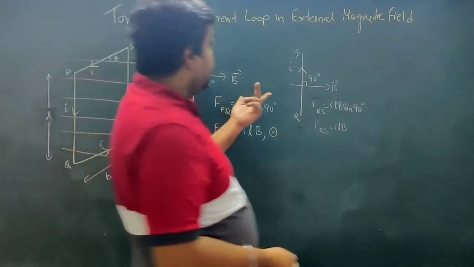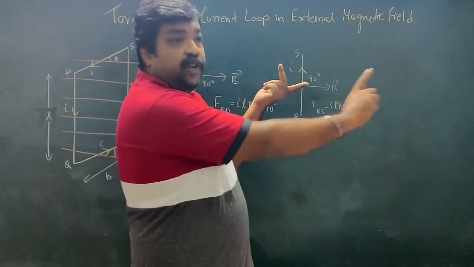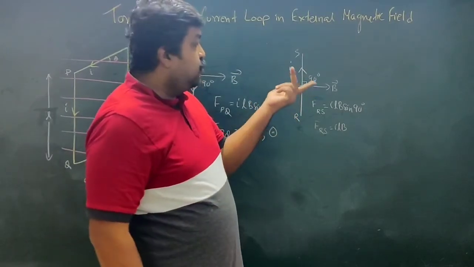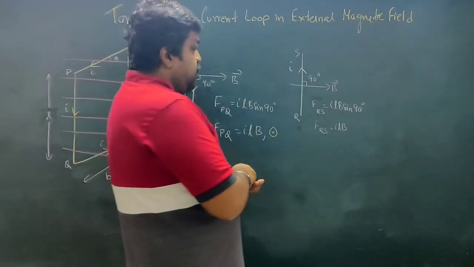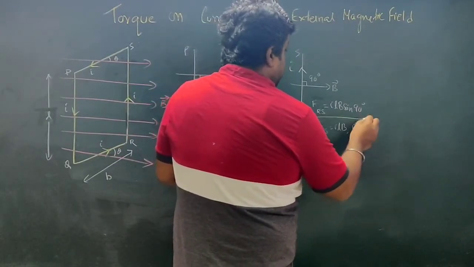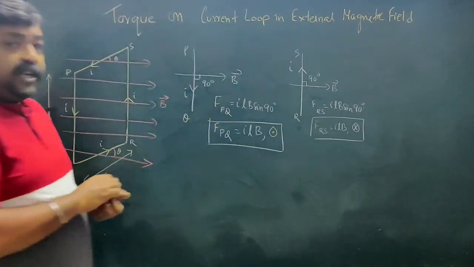Here current is flowing in the upward direction. This is the direction of field. So this thumb is in the direction of the force. So force will be in the inward direction. So here force is acting in inward direction. So these are the two forces and their direction.